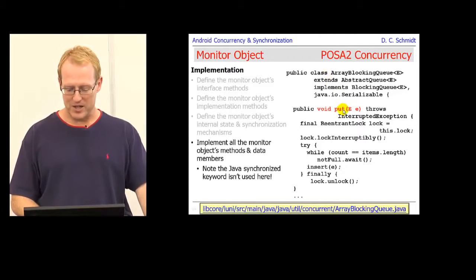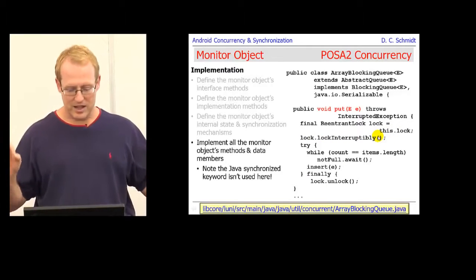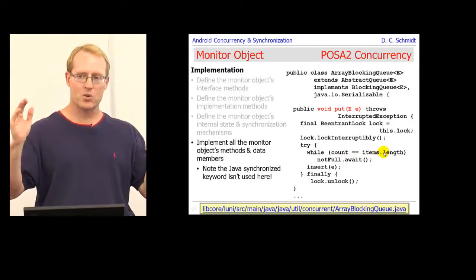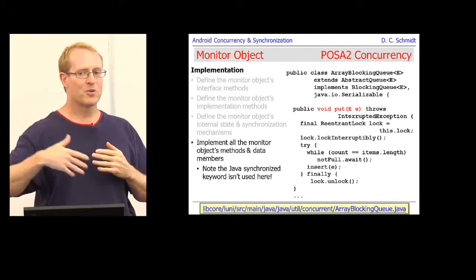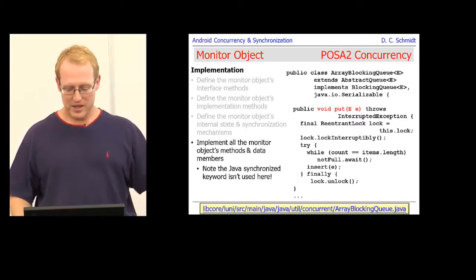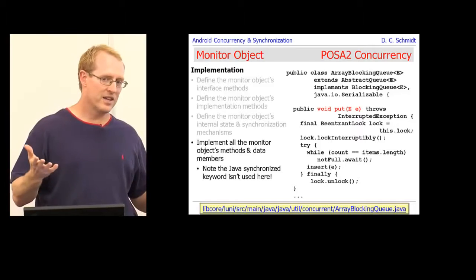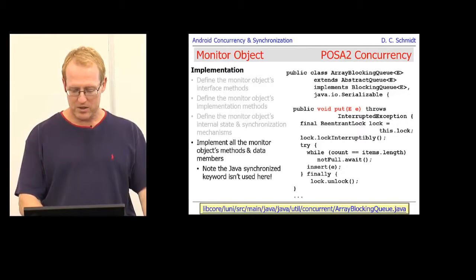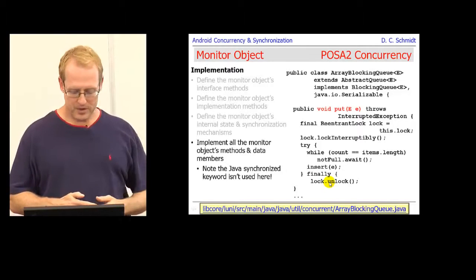Here's the put method implementation. You can see it comes in here, and it goes ahead and acquires the lock. So it doesn't use the synchronized block. It says lock interruptibly, and then it goes into a try block. While the count is equal to the length, the number of items that we can store, it's going to wait for the queue to be not full. So when you try to put something in the queue and it's full, it blocks until it's not full using the await call, which is basically the monitor object wait that we looked at before, on a monitor condition. When it finally gets through that loop, it inserts the element into the queue, and then it goes ahead and unlocks the lock. And then it's done.